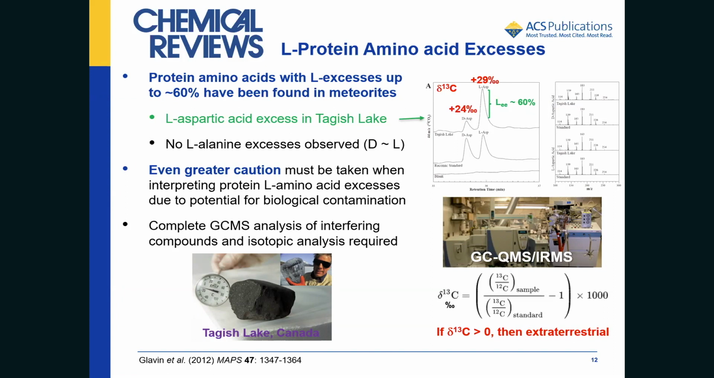And I show the formula down here. It's basically in delta notation, but there's the equation. It's basically looking at the relative abundance of carbon-13 to carbon-12. And in general, there are exceptions, but in general, if you measure a delta 13C value above 0, then it's likely extraterrestrial. And I'll talk about that a little more. So you've got to have these isotopic measurements to figure out whether your L excess is indeed non-terrestrial.